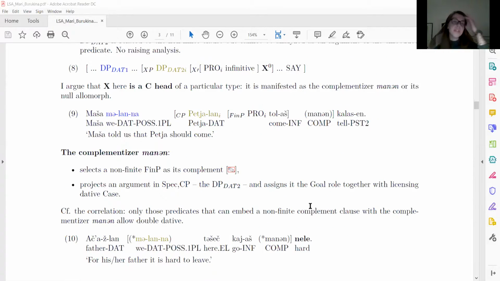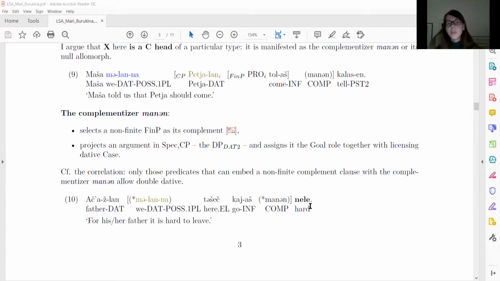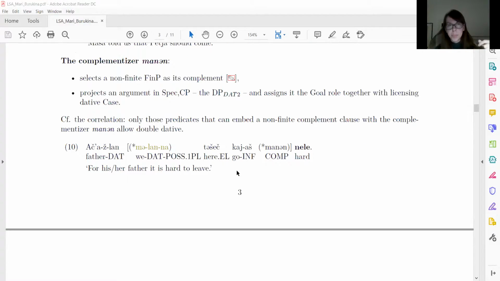And this analysis can straightforwardly explain this correlation that only those predicates that can embed non-finite complement clauses with manin allow double dative. So let's say we have this predicate nelle, and please believe me, nelle is a control predicate. It can embed a non-finite clause. It can have this dative dependent. So I can say something like, "for her father, it is hard to leave." Everything is fine. But I cannot use the complementizer manin in the embedded clause here, and I cannot use the second dative DP here. And under this analysis, when the two come together, live together, so to say, this would be straightforwardly explained.